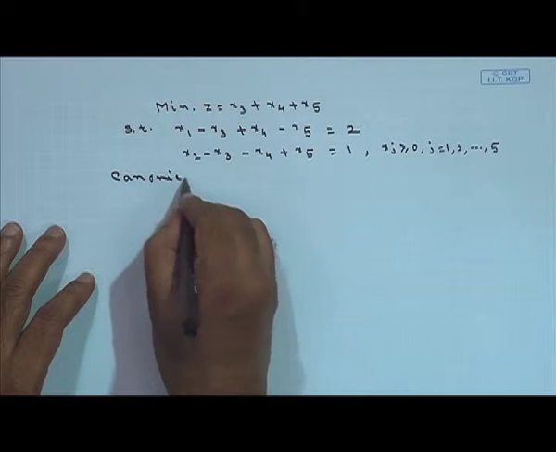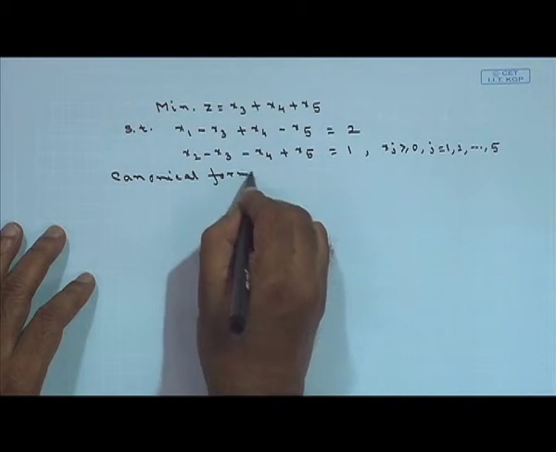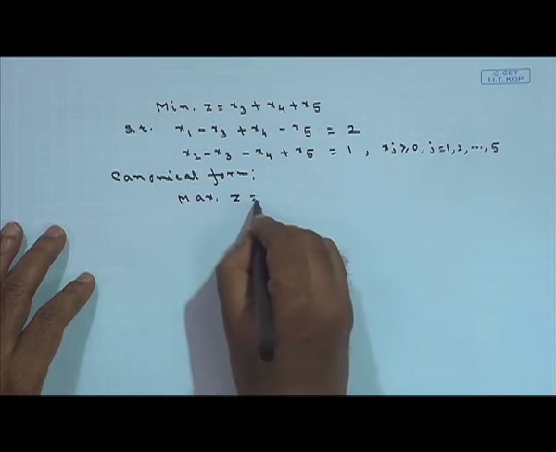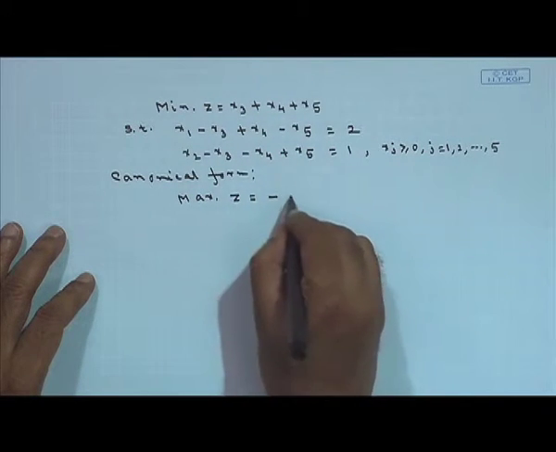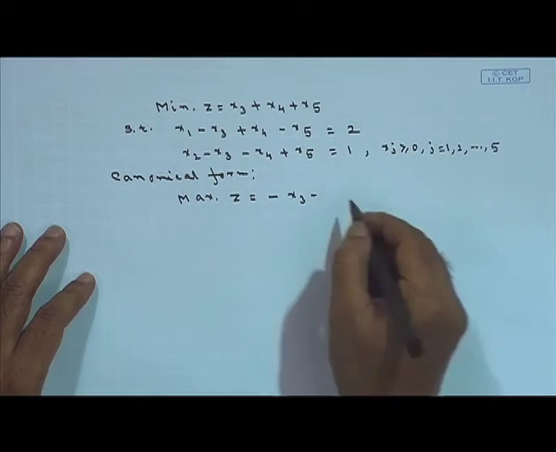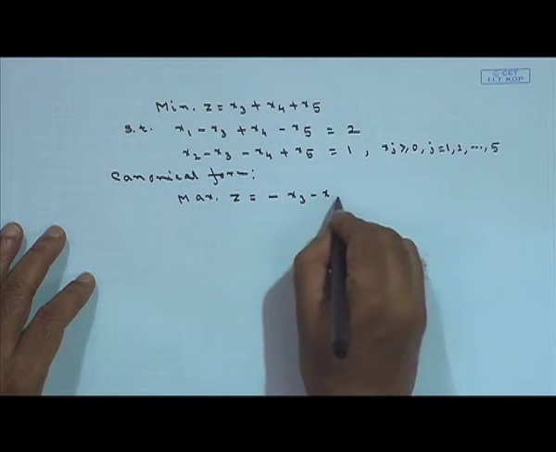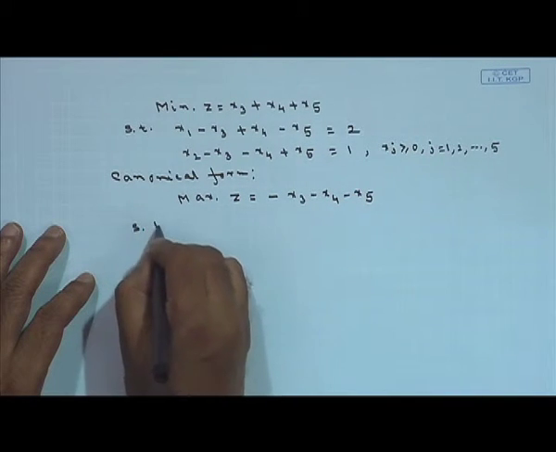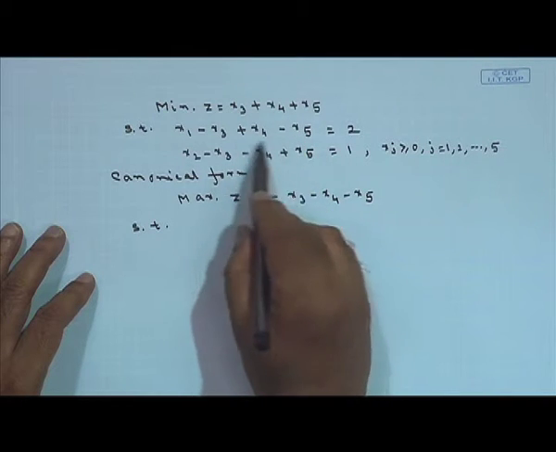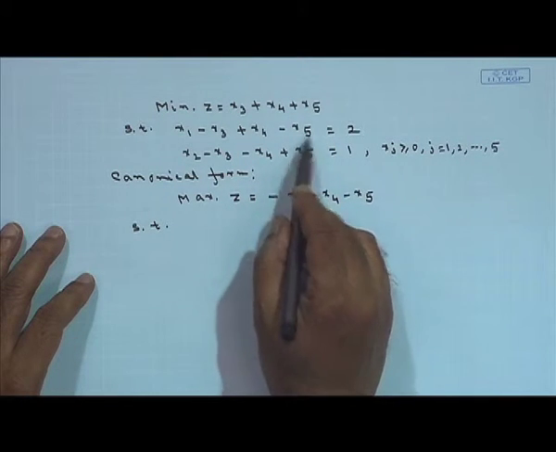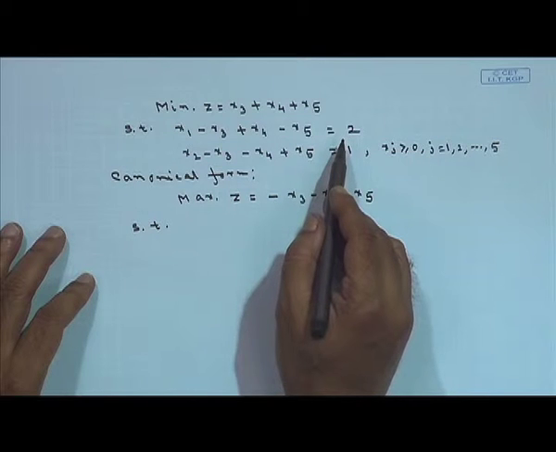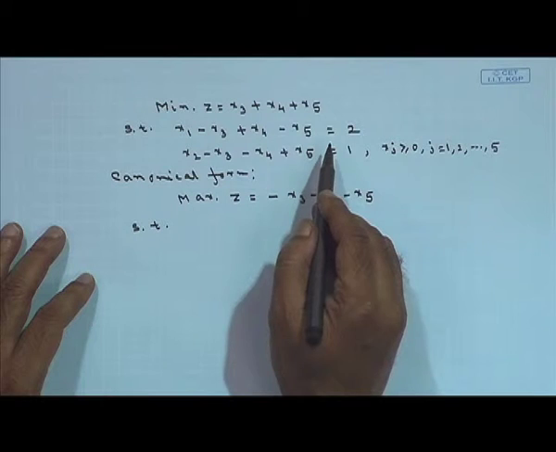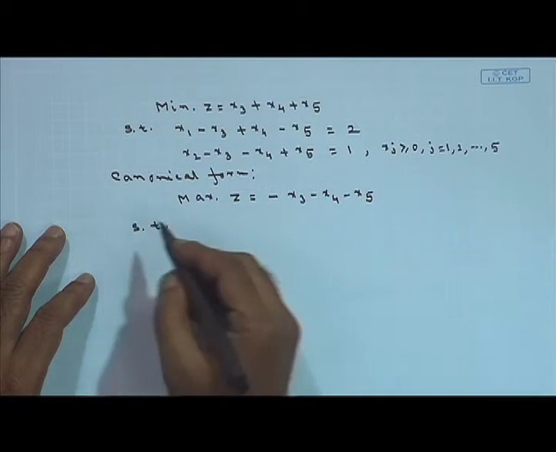In the canonical form of this problem, I have to make it a maximization problem. So, maximize means it will be of minus, since you already know max of z equals min of minus z. So, minus x3 minus x4 minus x5, subject to this. I will write it as greater than or equal to, and less than or equal to, and then the greater than or equal to, I will make it less than or equal to by multiplying by a negative sign.